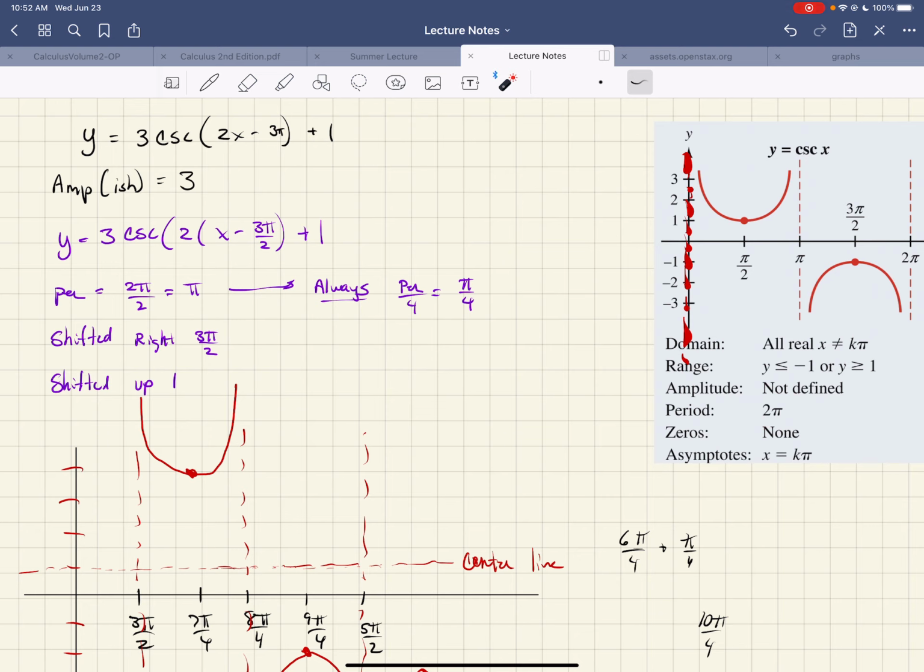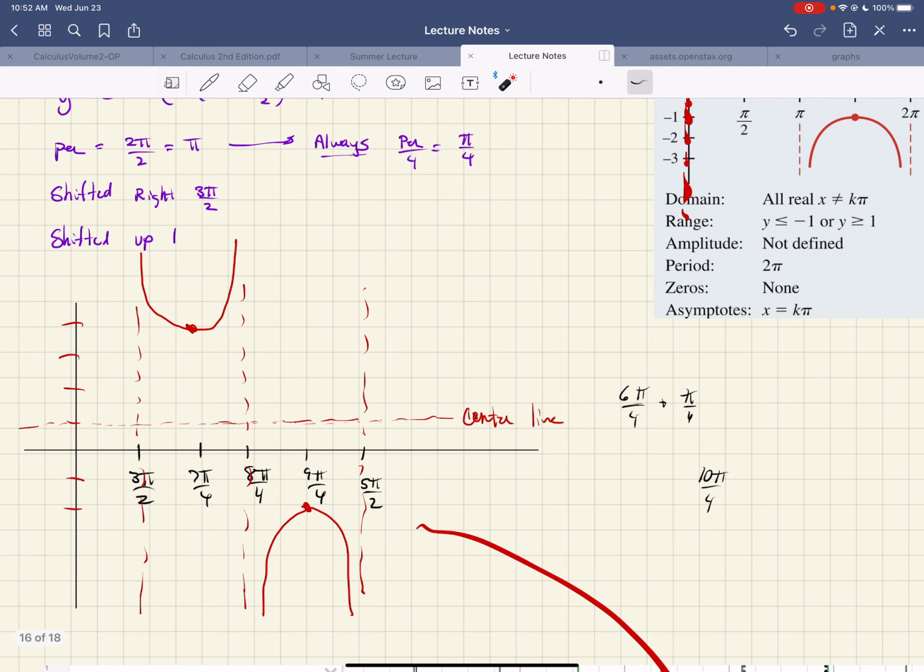Now the period, I look here, it's 2 pi. So it should be 2 pi over b. So we have 2 pi over 2. That's going to be pi. Always do the period divided by 4. So we're going to do pi divided by 4. Now I look in here and I see the minus takes it to the right by 3 pi over 2. And the plus 1 drives it up 1. Okay, so now I have all of the information.